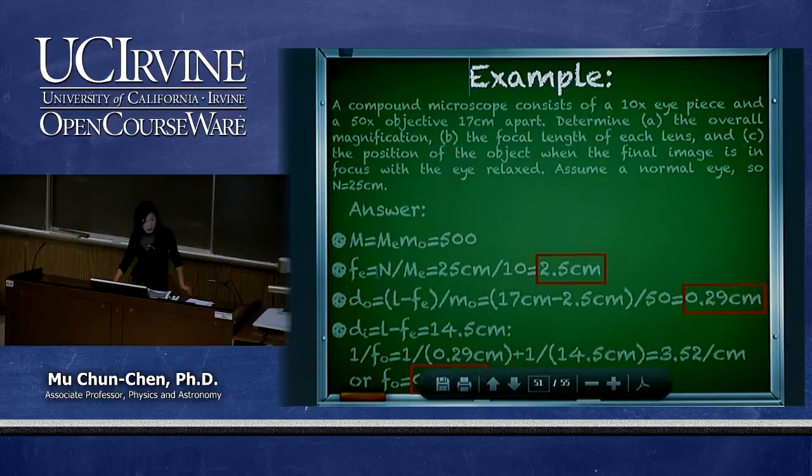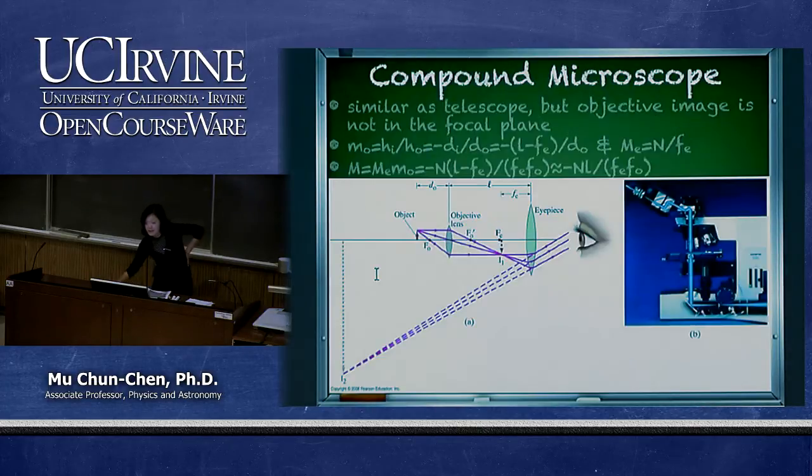F sub E. So once again, I'm just inverting this equation. So I move F sub E, which is the focal length of the eyepiece, to the other side, and this magnification factor will be downstairs, right? Any questions? This is good? All right, so I just make use of this relation. That will tell me the focal length of the eyepiece.